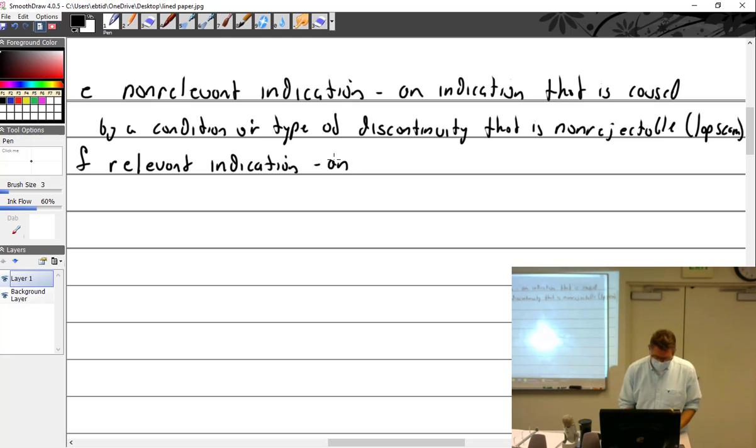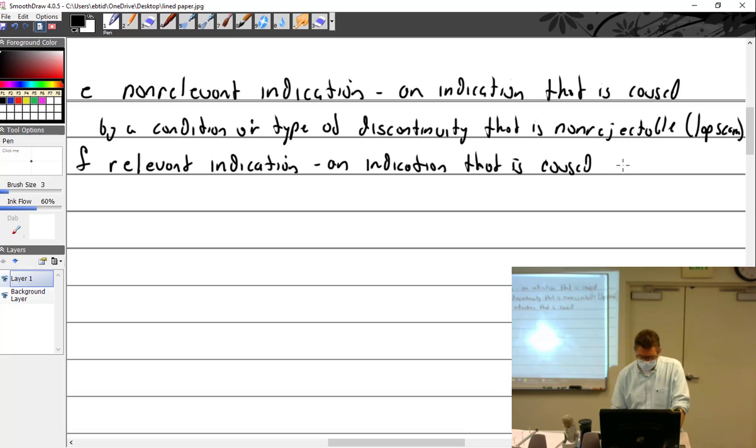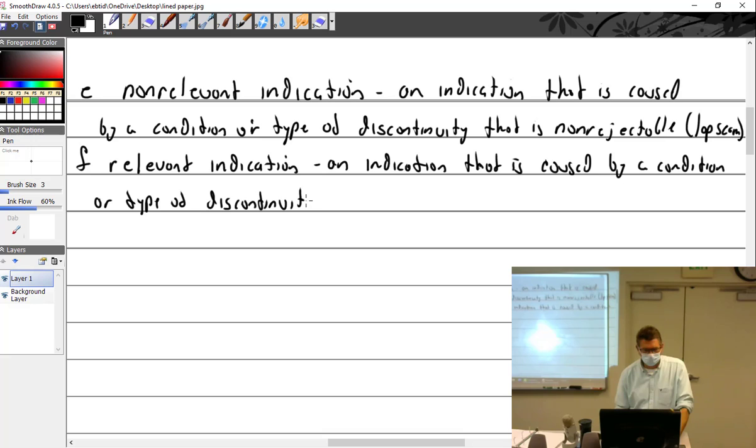Relevant indication: an indication that is caused by a condition or type of discontinuity that requires evaluation.